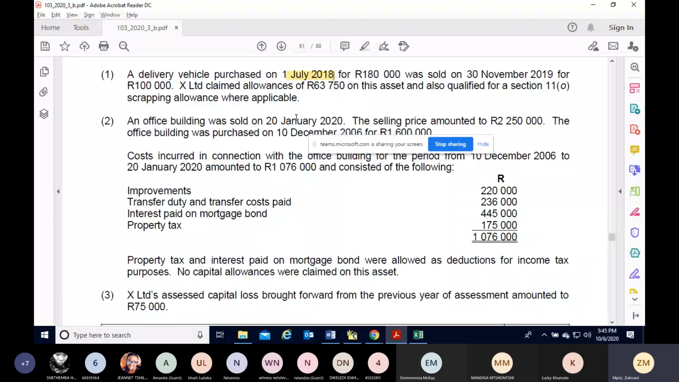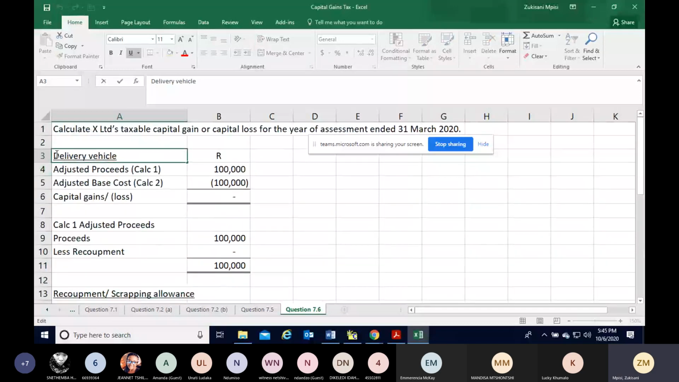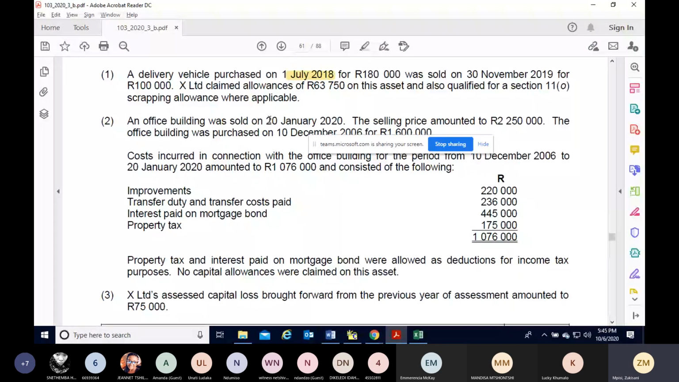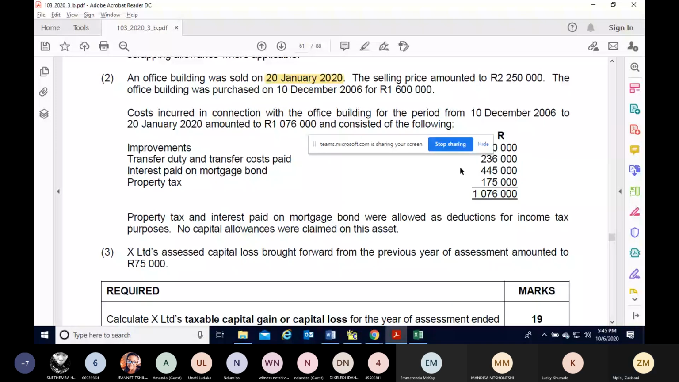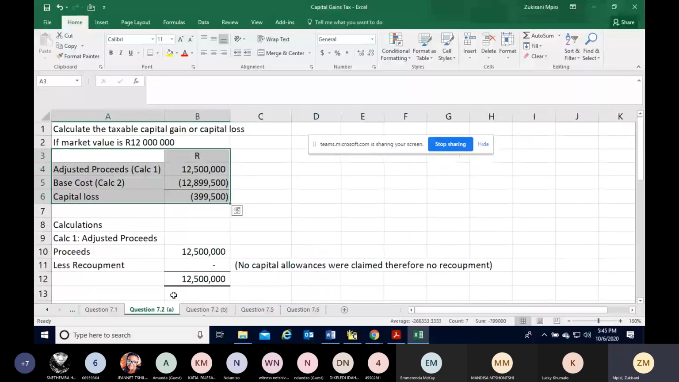So we look at the second one, which is the office building. I forgot to say this is number 2, and the first one was number 1. Remember, we don't have anything for the delivery vehicle. The office building was sold on 20 January 2020. The office building was purchased on 10 December 2006, so this is after the current year. So we can easily use this formula as well.